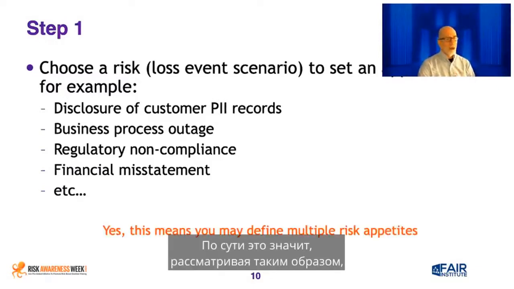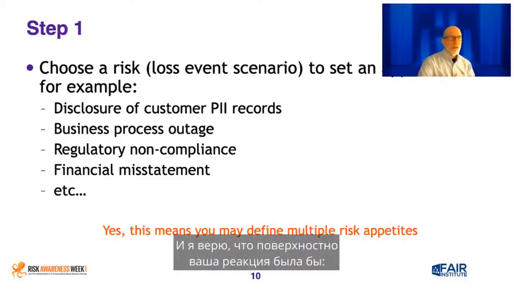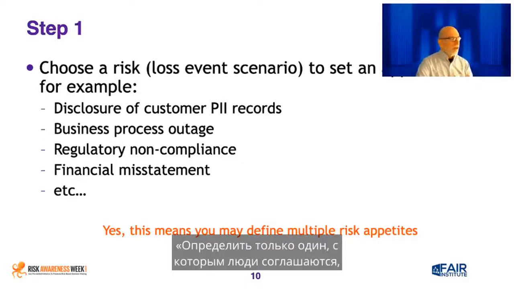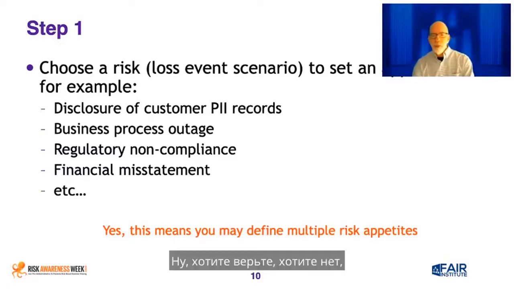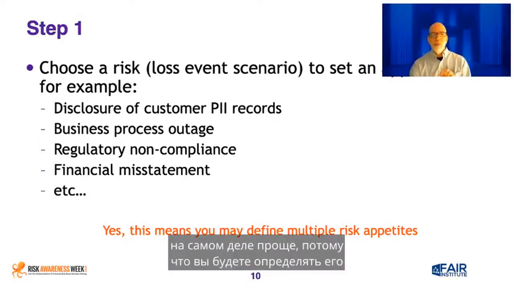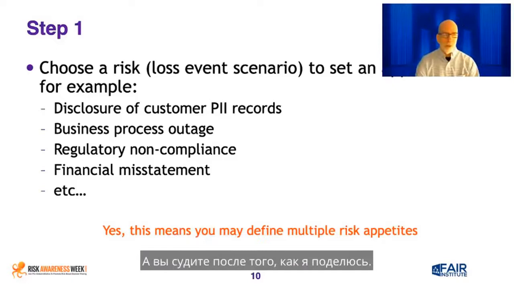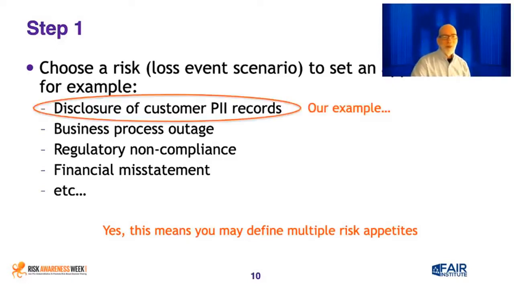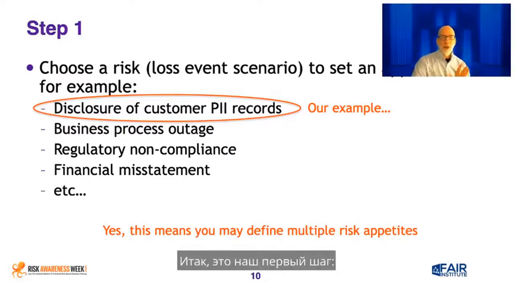And what this means, however, when you look at it this way, is that you may define multiple risk appetites for your organization. And I believe, on the surface, your reaction might be, it's hard enough to define one that people agree to. And you want us to define multiple? Well, believe it or not, I believe the approach I'll be sharing with you today is actually easier because you'll be defining it for these different, very specific loss event scenarios. So you judge after I've shared. For our example today, in the next few slides, we'll select this risk as what we'll define an appetite for. So that's our first step. Choose a loss event scenario, a risk, to define an appetite for.